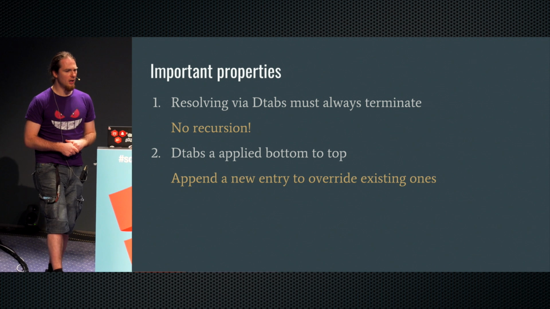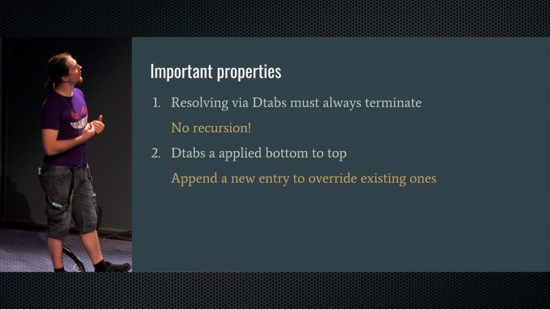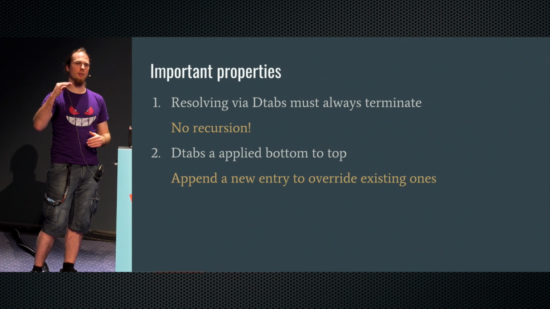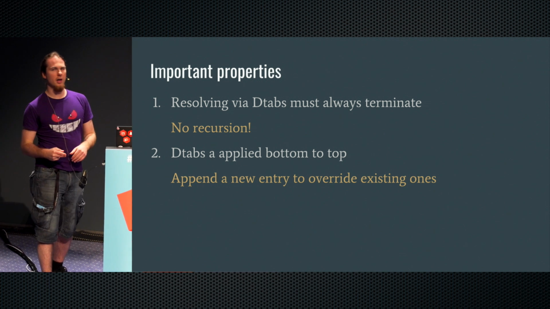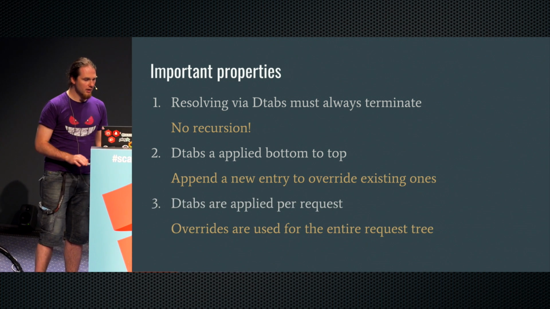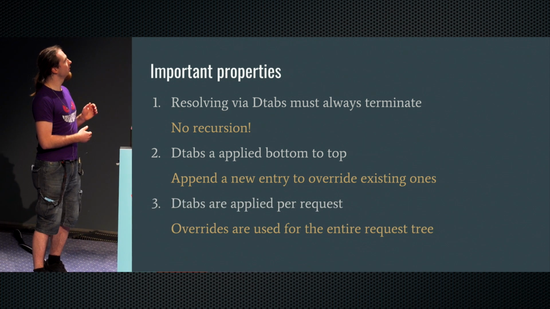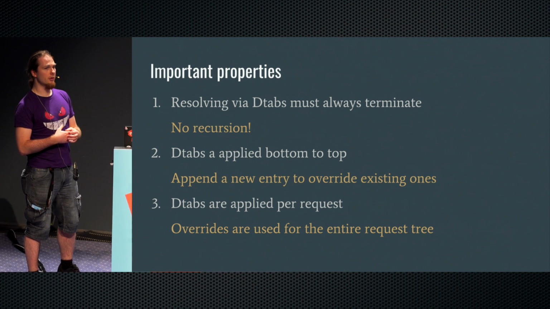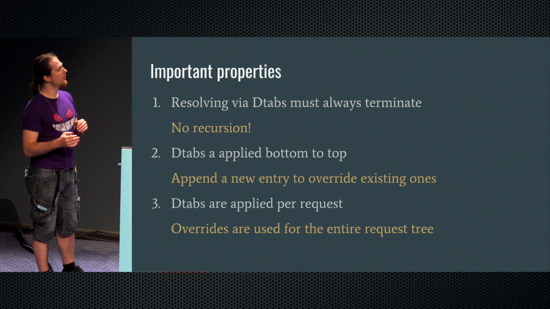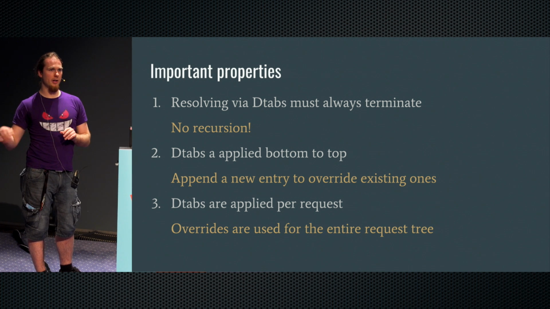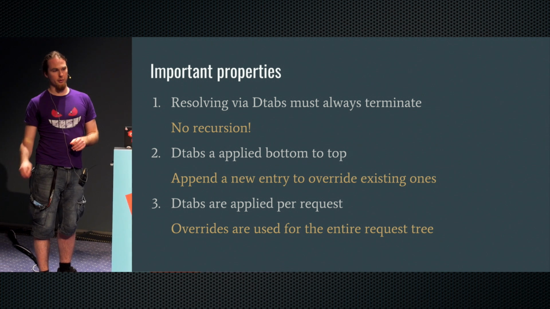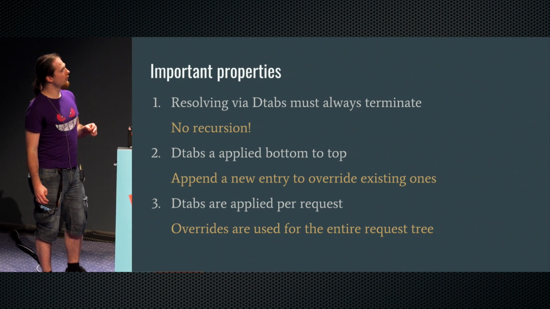The other property is that Dtabs apply from bottom to top. So if you want to override entries, you simply append something to the list of delegation table entries, and then you can override a more generic one at the top. And the most important property is that delegation tables are applied for each request, and the delegation table is used for the entire request tree afterwards. So if you override something, then it will be applied to every following request. And this is very useful.